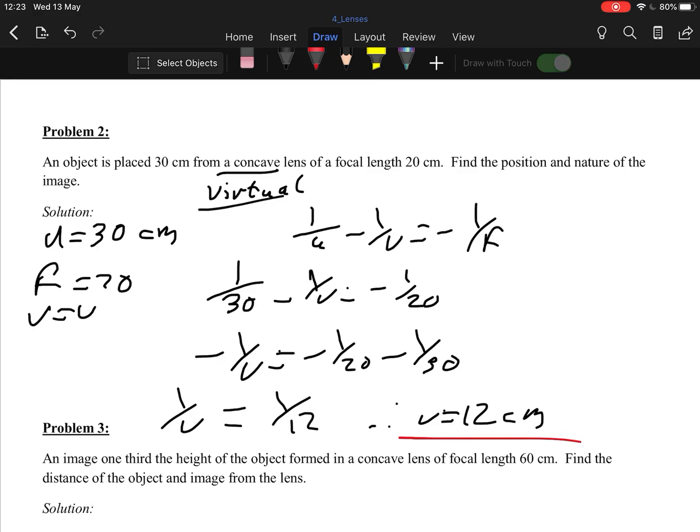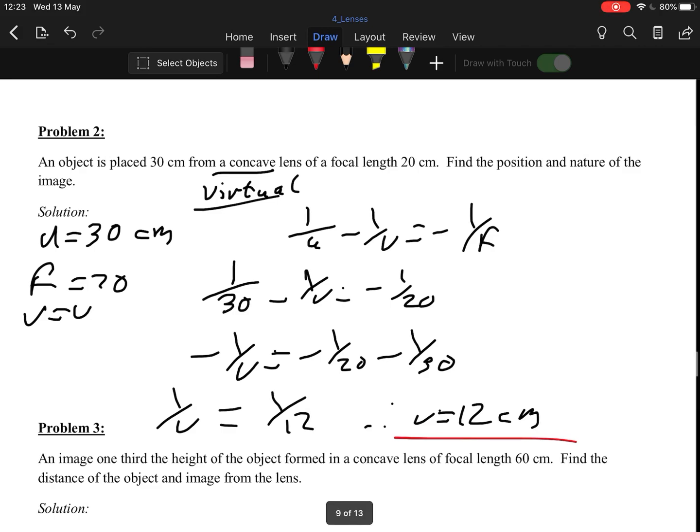Now again, why people get this wrong is they forget. They always say, well, minus is virtual, I got plus, so it's real. No, it's a concave mirror, so it's always virtual.